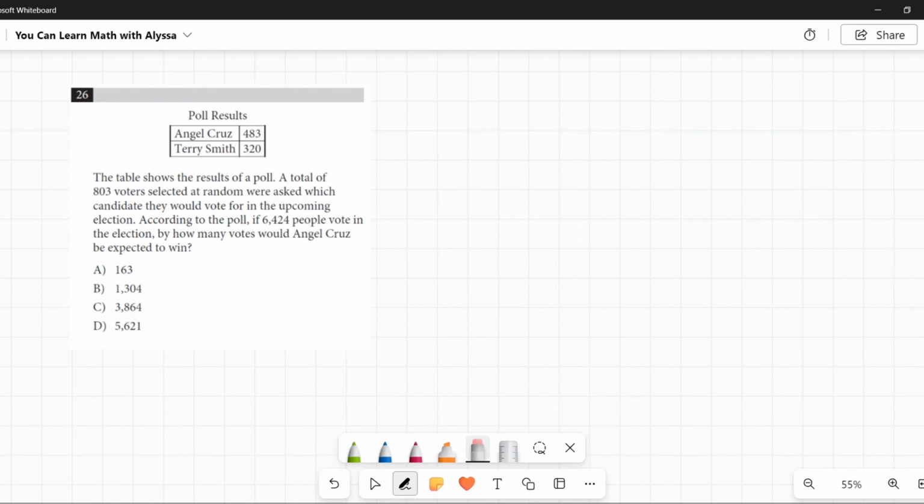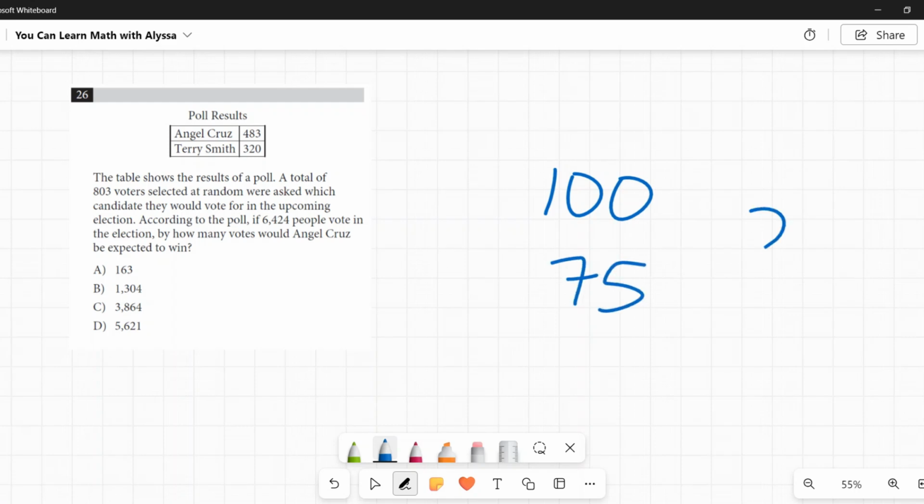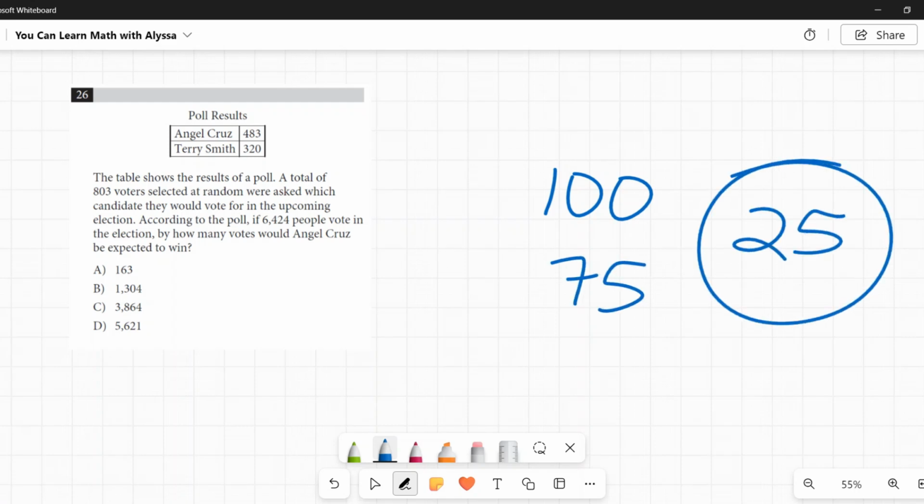Okay, there's two different ways that you can go about this. Two different paths that I see, just which makes the most sense to you. The key is in this question, it's not how many votes would Angel Cruz get. It's by how many votes would he be expected to win. And I guarantee you down here in those answers is how many votes did he get, because they want you to think that. It's not. It's by how many did he win. So let's say if Angel got 100 votes and the other guy got 75, he won by 25 votes. That's the number they're looking for, the difference between the two.